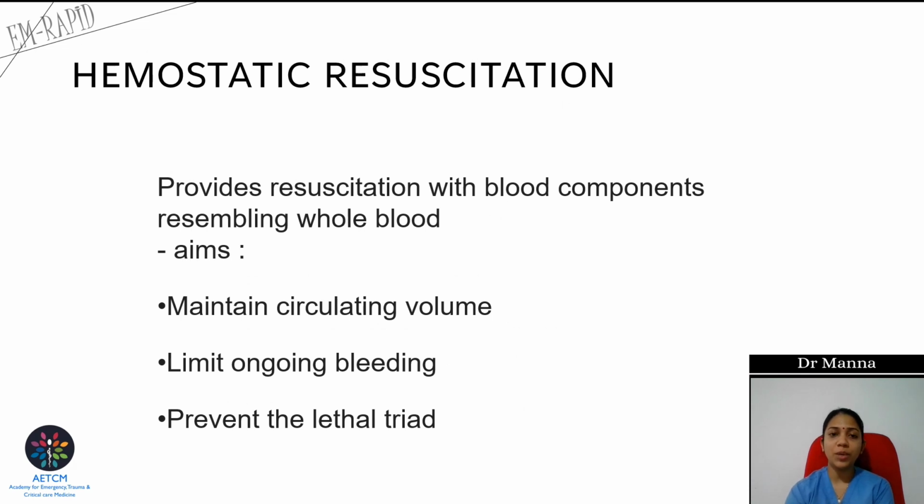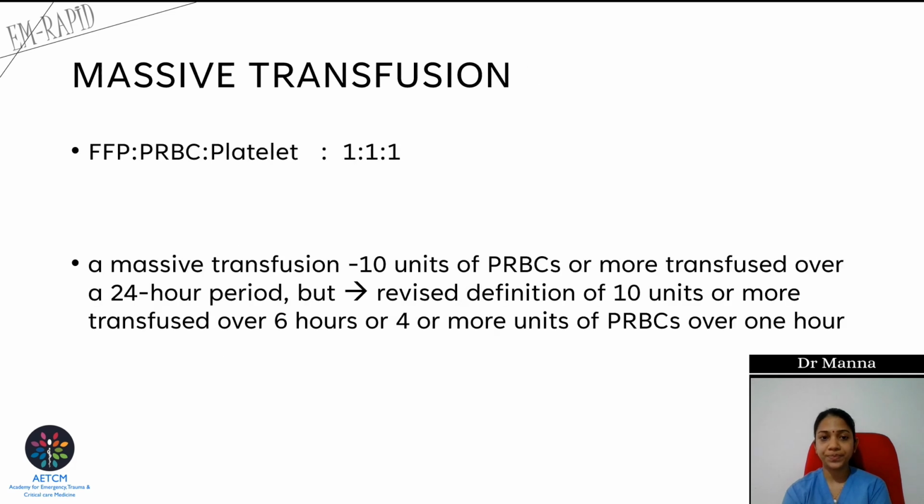Now we'll talk about hemostatic resuscitation. That means we will have to provide adequate blood components which will resemble whole blood, so that the patient will be having adequate hemoglobin, adequate platelets and plasma to compensate the blood loss. So the aim is to restore or maintain the circulating volume, limit the ongoing bleed, and prevent the lethal triad. So we will be transfusing blood products as FFP, PRBC and platelets in 1:1:1 ratio.